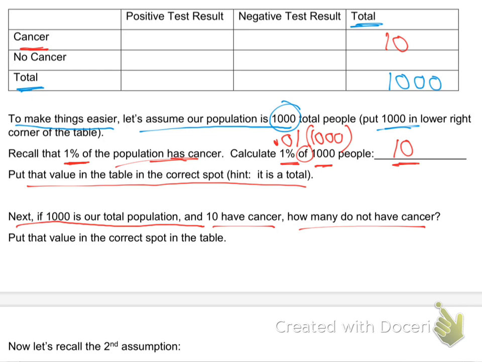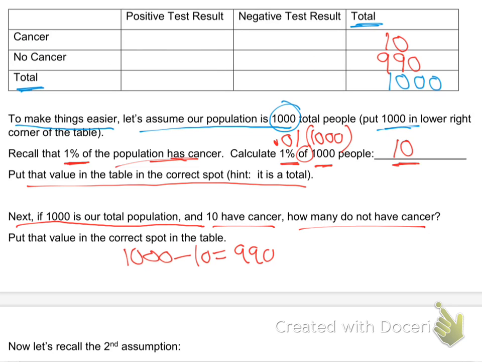Now, next, if 1,000 is our total population and 10 have cancer, how many do not have cancer? Out of 1,000 people, if 10 have cancer, how many don't? Just subtract them. 1,000 minus 10, 990. Put that in the correct spot. Where's the 990 going to go? That's going to be right there. That's going to be the no cancer, isn't it?